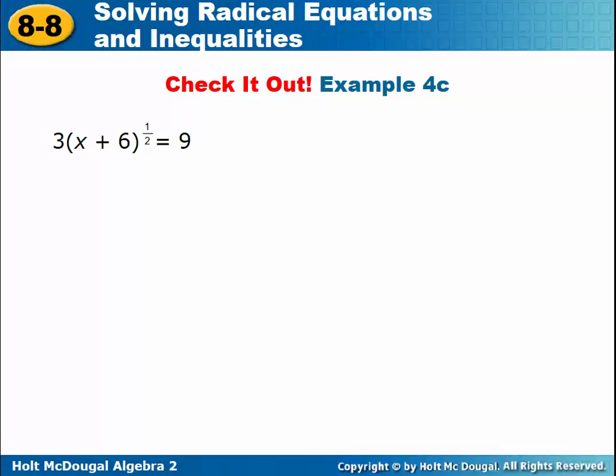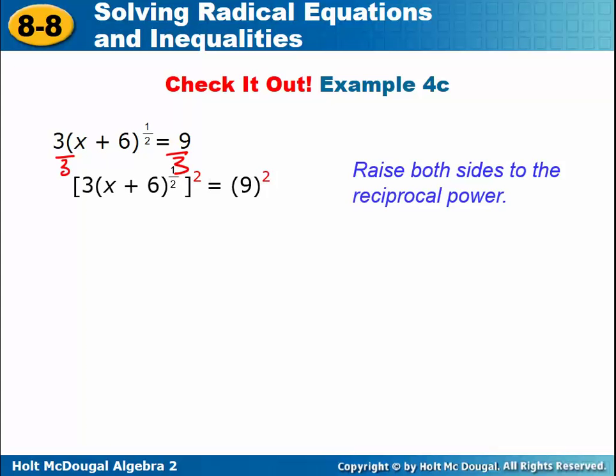Okay, here's another example. In this one, we need to divide both sides by 3 before we do anything else. They didn't, but it'll be easier if you do. So if you divide both sides by 3, we'd have x plus 6 to the 1/2 power equals 3. Then I will square both sides, and you'll see that this is an easier problem then, and we'll get x plus 6 equals 9. Subtract 6 from both sides, and you get x equals 3.